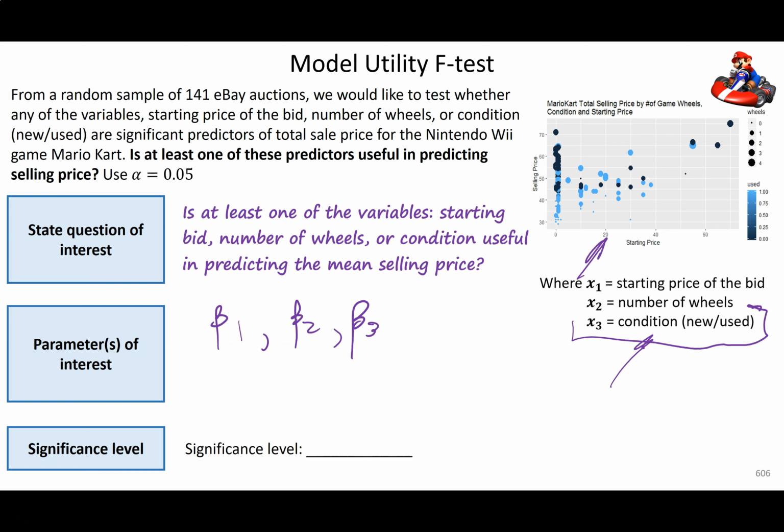So here, my significance level is going to be 0.05. That's our default, but also it's included here. So there you go. Basically I want to know, is at least one of these betas not equal to 0? That would be useful to know.